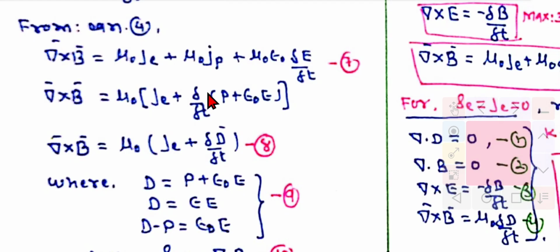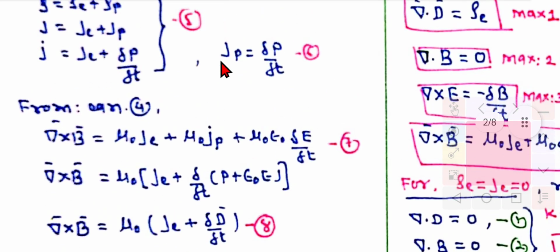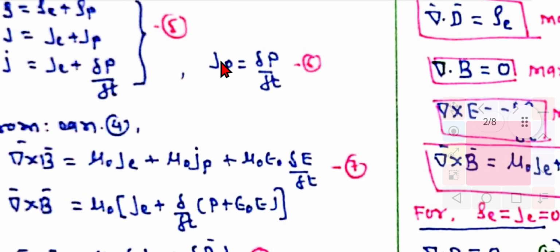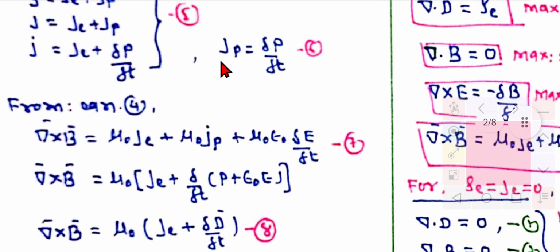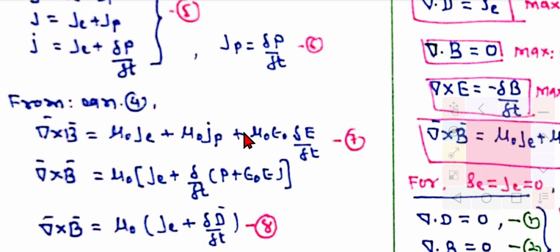Jp equals del P by del T. So place this value here. Mu 0 is the common quantity. Je is here, Jp is del P by del T, and again mu 0 is common, epsilon 0 into E, and del by del T is again common, like this.